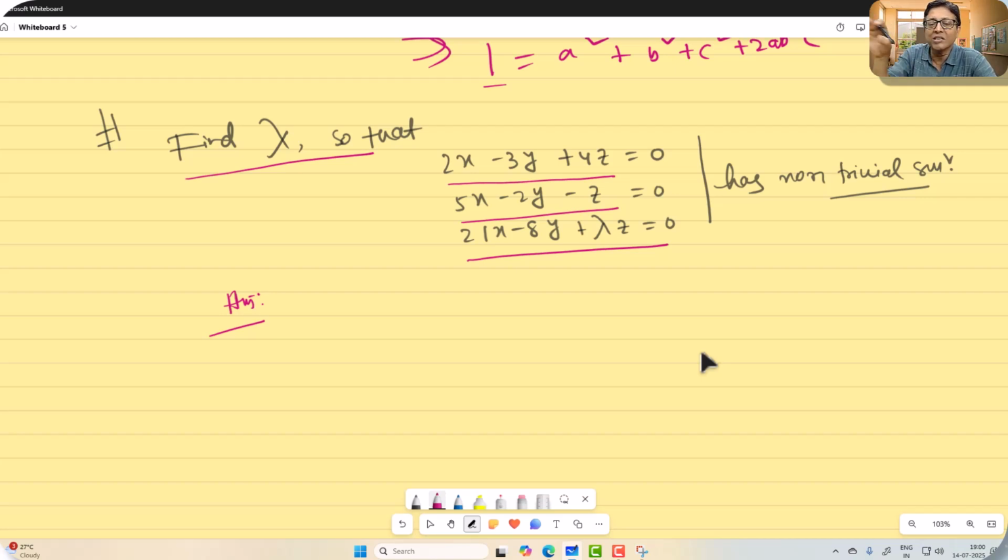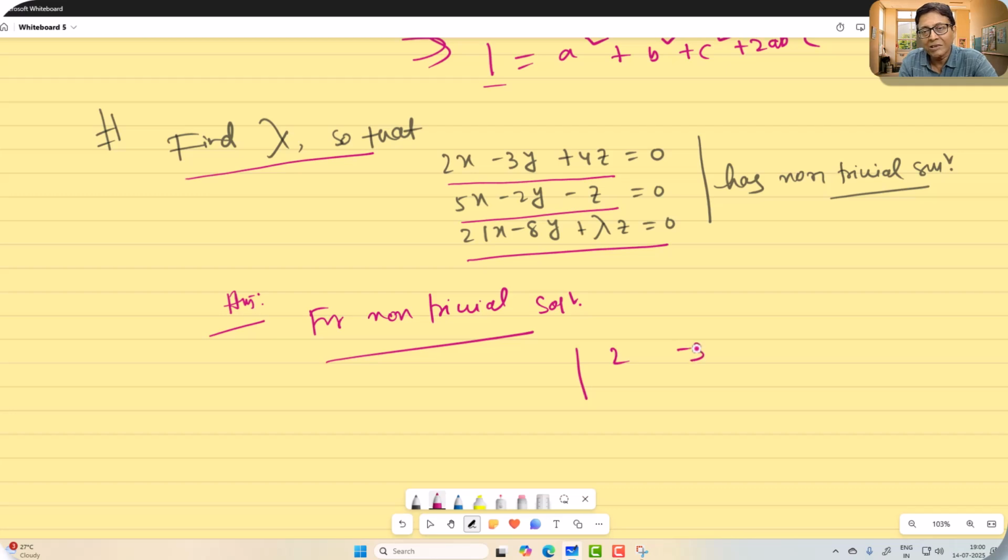x0, y0, z0. But here, for a non-trivial solution, the determinant with rows 2, minus 3, 4, and 5, minus 2, minus 1, and 21, minus 8, lambda, this thing will be 0.